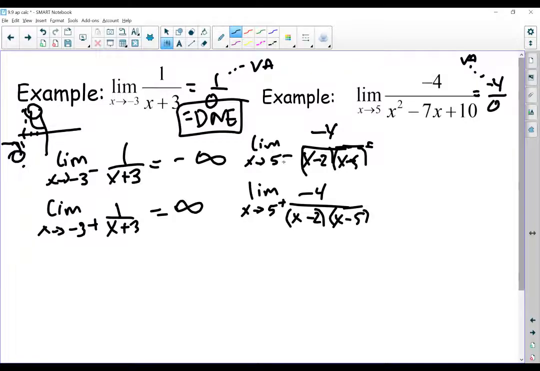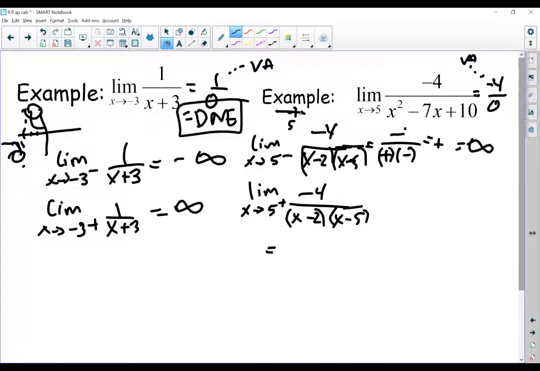Okay, so if I plug in, let's see, I always have to do this. To the left is 4.9, so I have a negative on top. 4.9 minus 2 is positive. 4.9 minus 5 is negative. I end up with a positive, so that limit would be positive infinity.